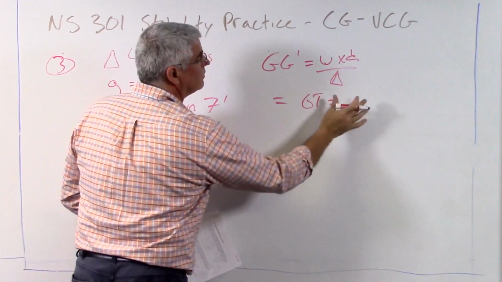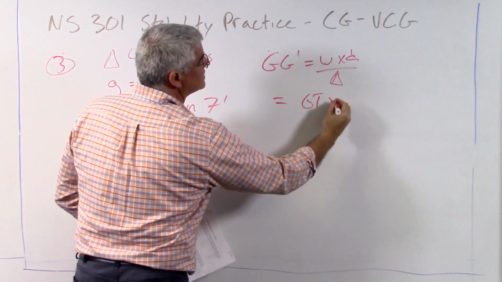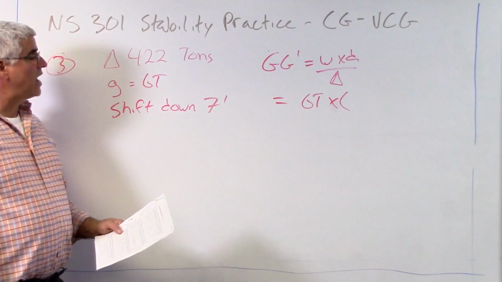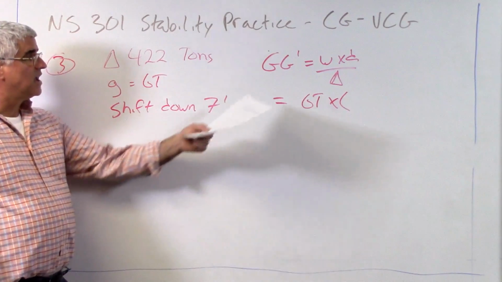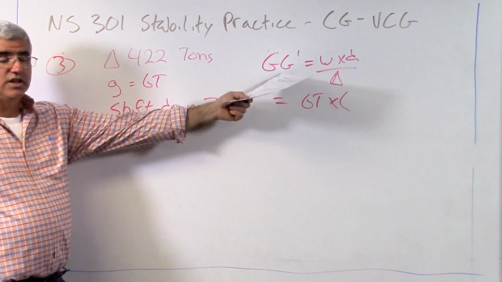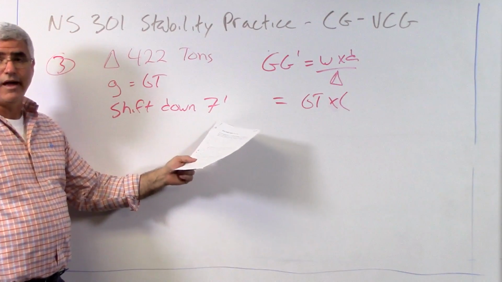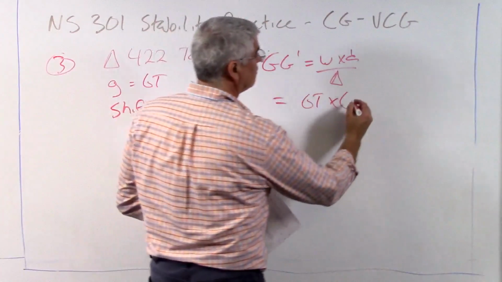All right? I don't know what I'm doing there. Now, what's the distance going to be? Well, I don't have any KGs to subtract this time. They tell me what the shift is. This formula is really called shift of G. They're telling me how much the shift is. So I'm already done. I'm just going to use 7 feet.